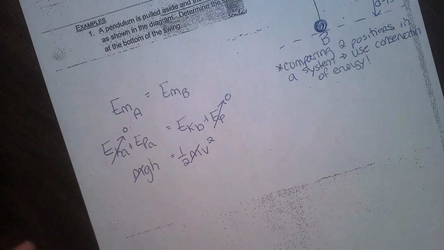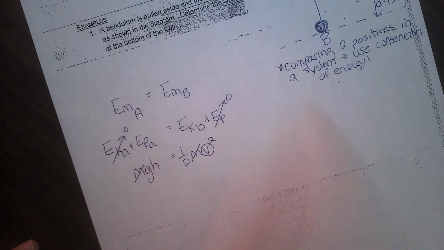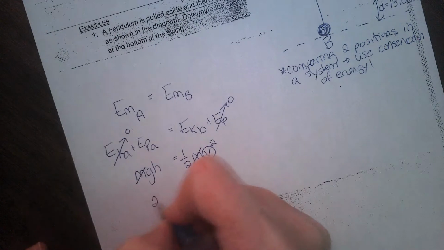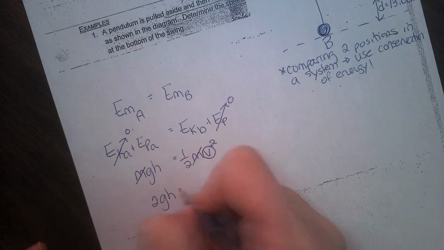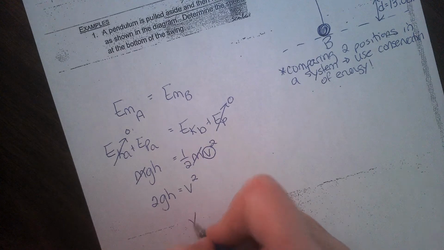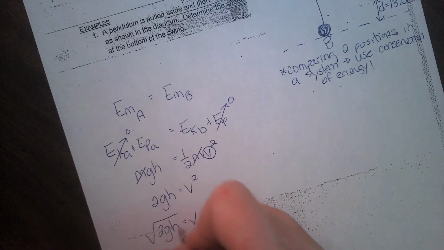It's asking us to solve for the speed, so we don't need direction, at the bottom of the swing. So if I want to rearrange this formula, the first thing I'm going to do is bring that 2 up out of the denominator. So I'm going to get 2gh being equal to v squared. I'm just looking for v, so I'm going to square root my 2gh.